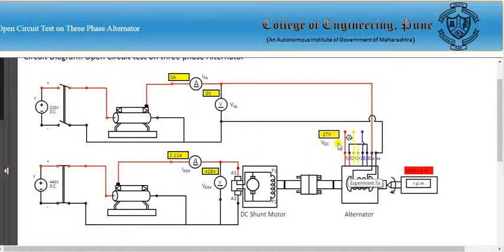See here, and it indicates 27 volt. It means even the field supply is zero. It is not connected yet. You can see here the switch is off. Okay, it is disconnected, but the alternator open circuit EMF is 27 volt, the minimum voltage it is generating.